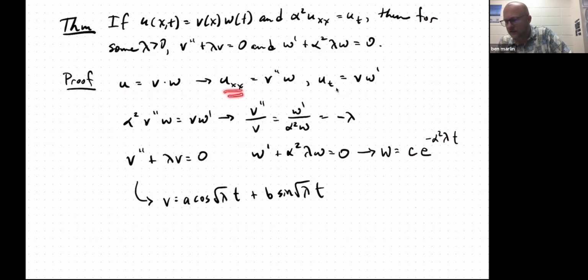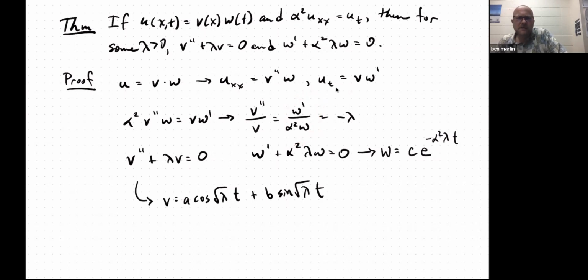So our u sub xx is going to be v double prime w. W, remember, is just a constant so far as x's are concerned. And then the u sub t is going to be v times w prime, because remember, v is constant so far as those t's are concerned. So if we plug back into the equation, we end up getting alpha squared v double prime w equals v w prime. Then by undoing some cross multiplication, we get v double prime over v by itself, and we get w prime over alpha squared w.